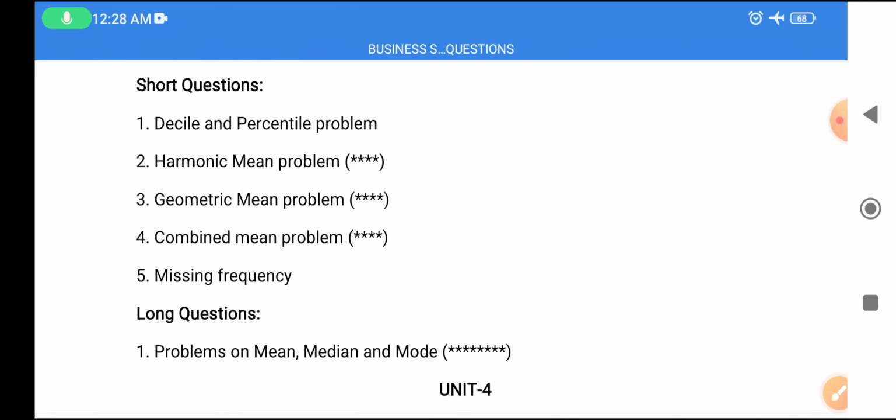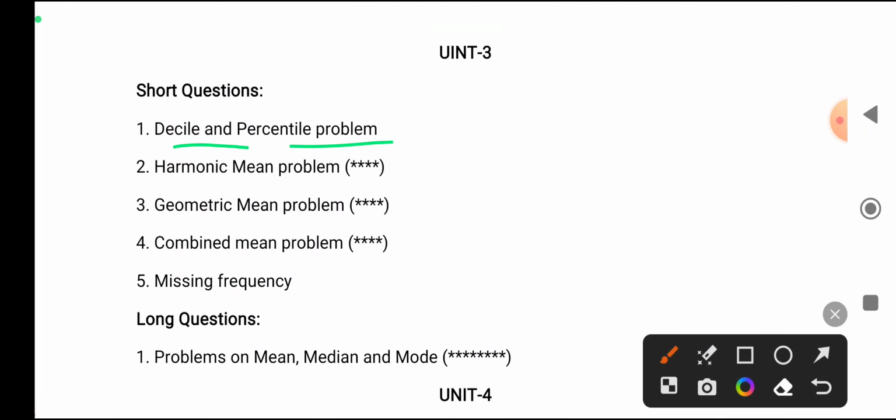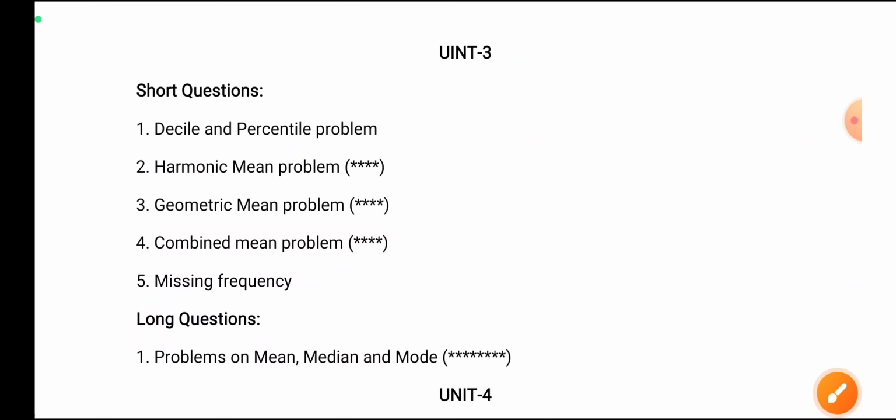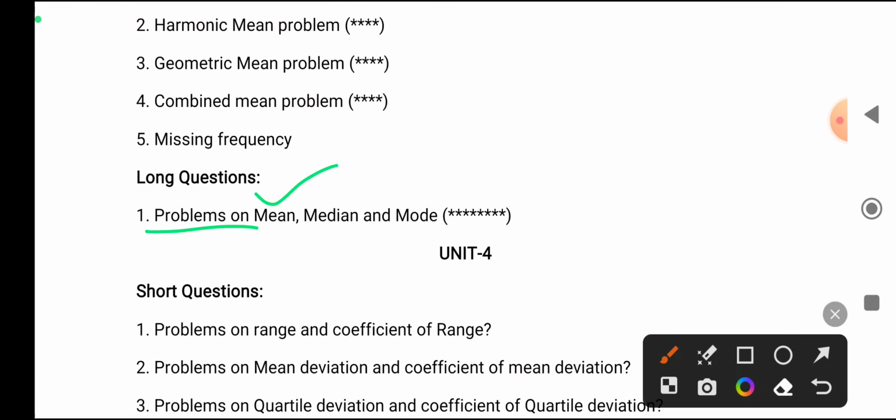Sometimes we may get decile and percentile problems. Generally harmonic mean, geometric mean and combined mean, missing frequency, these are repeatedly asked problems relating to Unit 3, measures of central tendency. In the long question, problems on mean, median and mode will come, either A or B, or both.